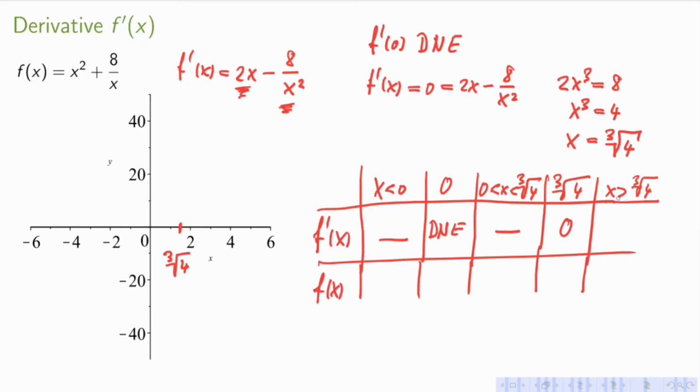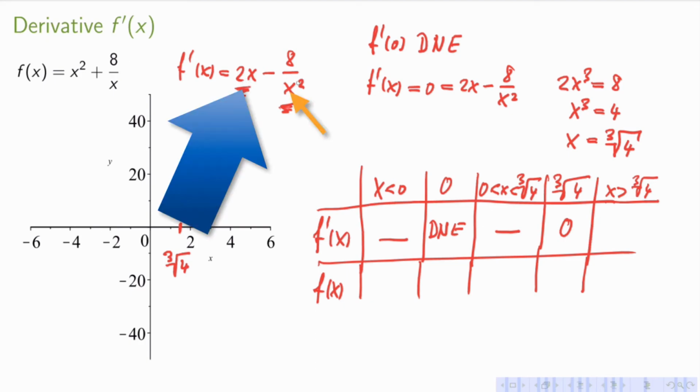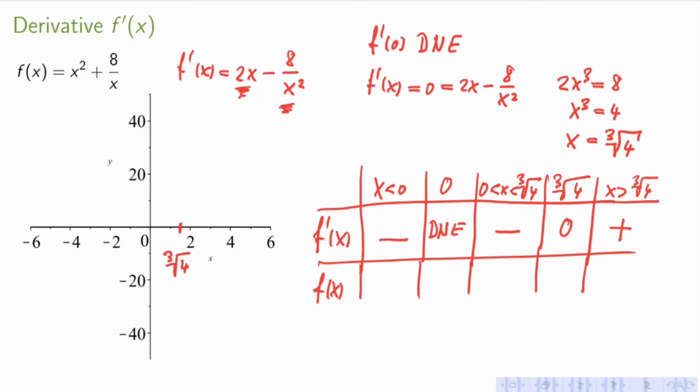But then beyond this point, third root of 4, we have that 2x will become big and positive, and the other term is small and negative. So it's positive. So these kind of arguments take a moment to digest. So if you like, stop the video and think about this yourself and see if you get these minus, minus, plus signs in the right position.